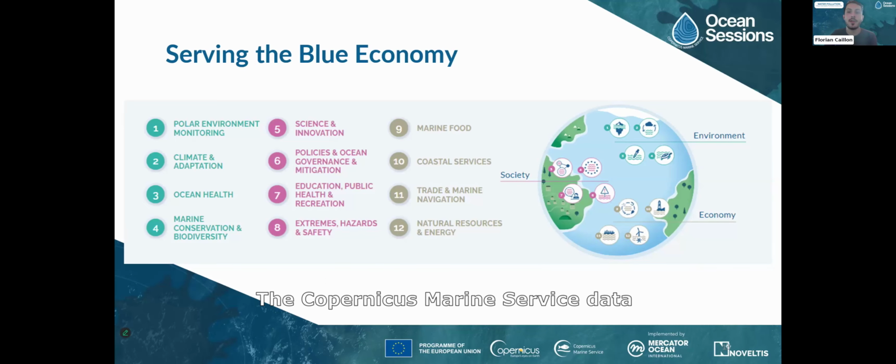The Copernicus Marine Service data supports a wide range of sectors, from science and innovation to coastal monitoring and policy development. We group these applications into 12 blue markets, aligned with the 3 pillars of the UN Sustainable Development Goals, which are environment, society, and economy. These examples show how marine data translates into actionable knowledge for decision-making.